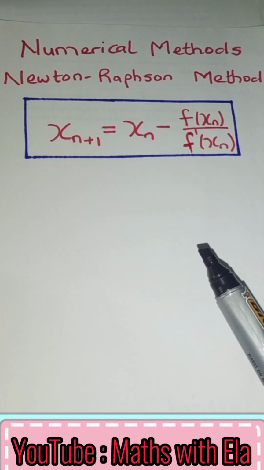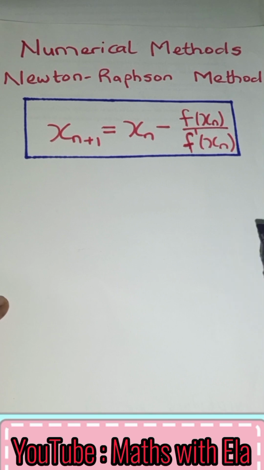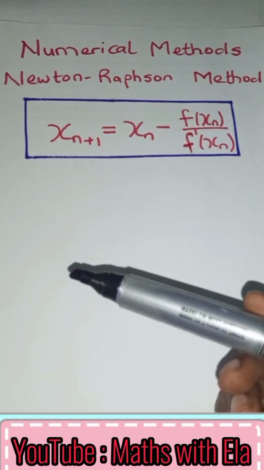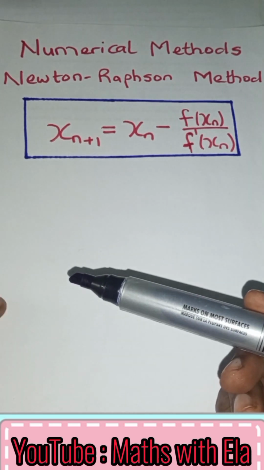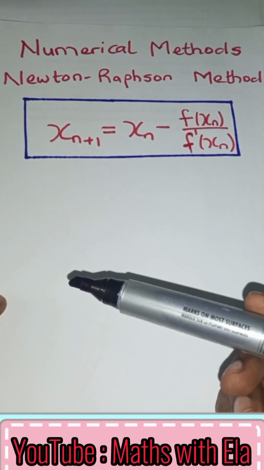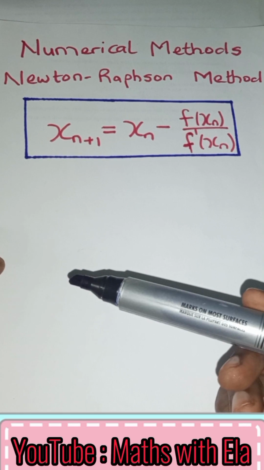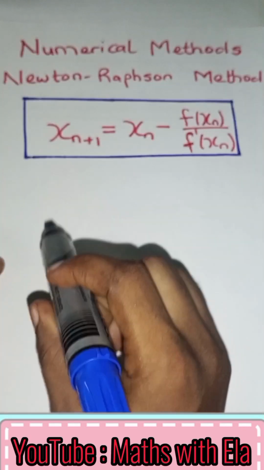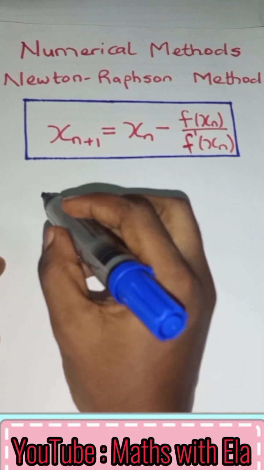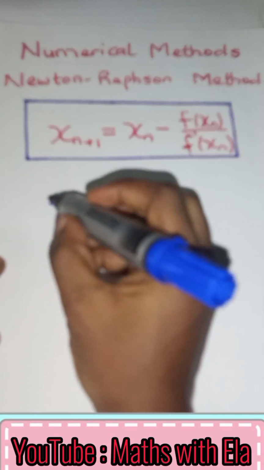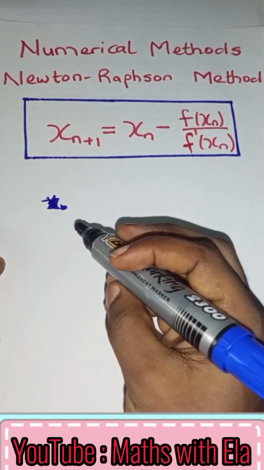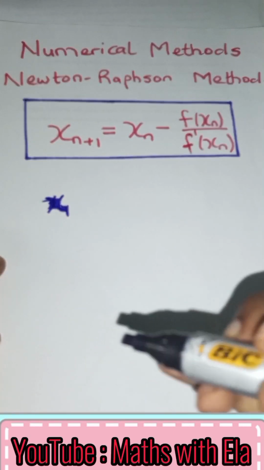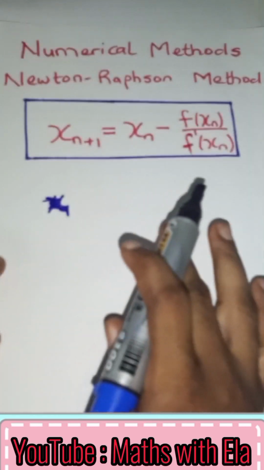So that being said, let us see how we can apply this formula. When we have an equation and we are given maybe the first approximate root or solution, we can get the other approximations to the root using this formula. That is, if we are given the first approximation x1, then we can get x2, x3, x4 up to xn using this formula.